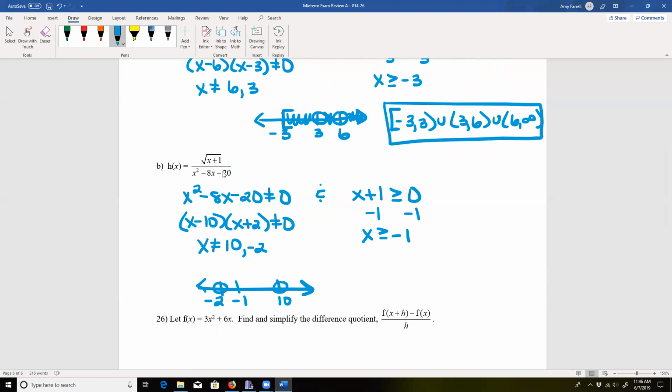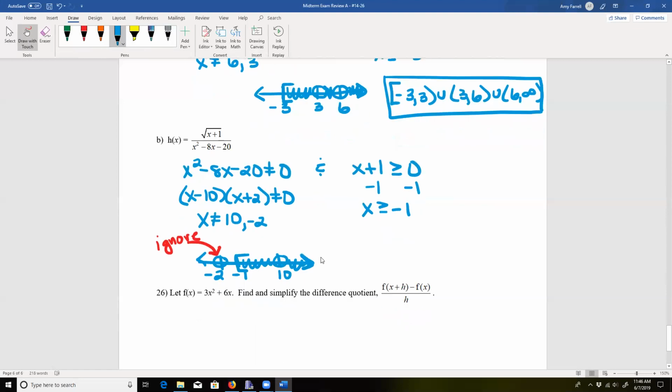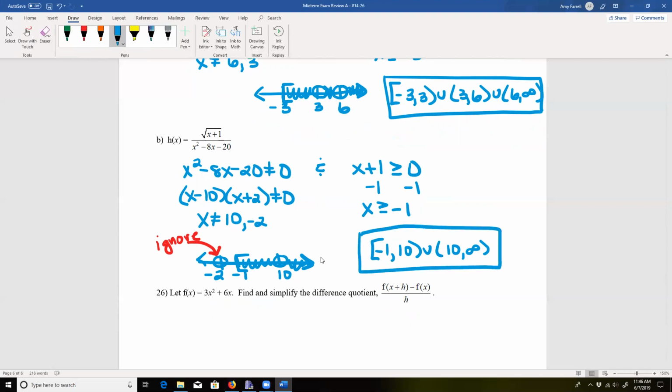Now I'm going to shade in this interval. Here's my domain. This -2, we're just going to ignore it. It's out of this interval, so it's not going to affect the domain. The domain is right here: all numbers greater than or equal to -1 with the exception of 10. So my domain would be -1 to 10, union 10 to infinity. I don't have to worry about removing -2 because it's outside this interval.